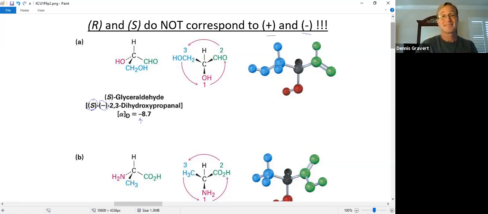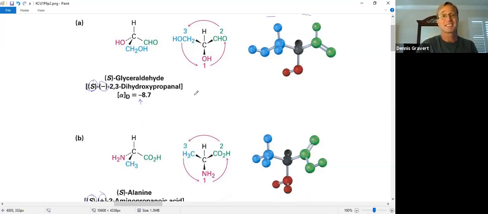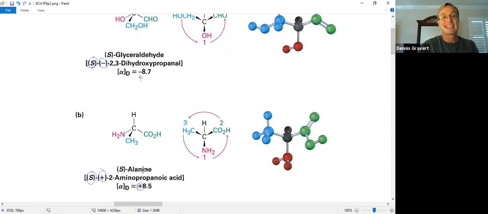So no shortcut there. Like if I said, hey, this rotates plane polarized light in a negative sense, you can't immediately say, well, then it must be S, because that's not true. Here's an S enantiomer that's rotating it clockwise.